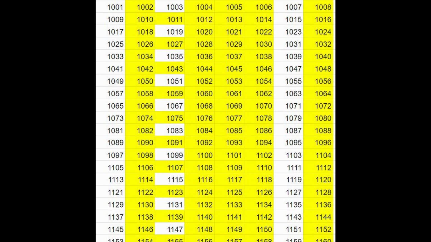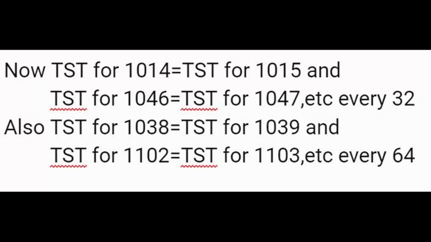So we've got to this stage. You can see the output there. It seems to be getting more and more. It seems to know more and more of the values, of the TST values between 1,001 and 2,000. Next, the neural network discovered that 1,014 and 1,015 have the same value, as do 1,046 and 1,047.